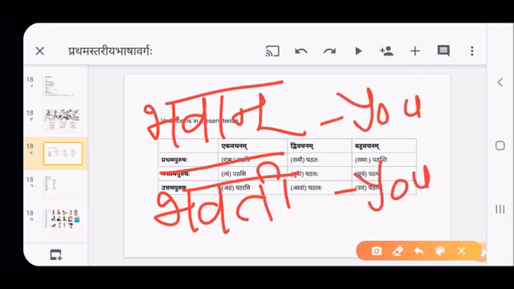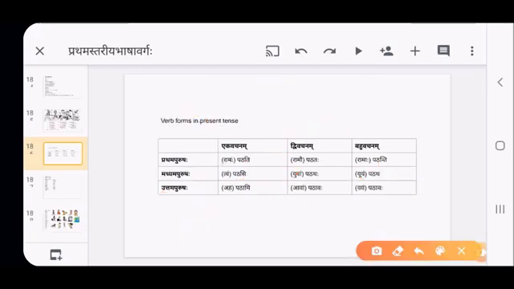But Bhavan and Bhavati are with respect, right? But Tvam is just like a colloquial you. No, there is nothing like that in Sanskritam. That is a misconception which is circulating. There is no support anywhere for that kind of concept.